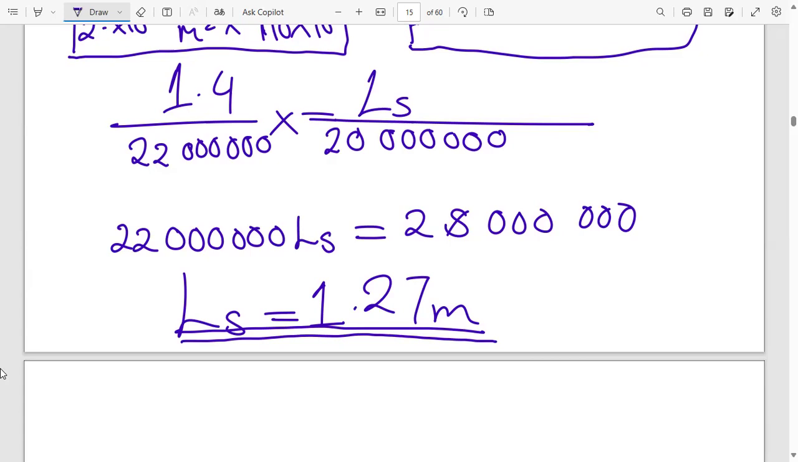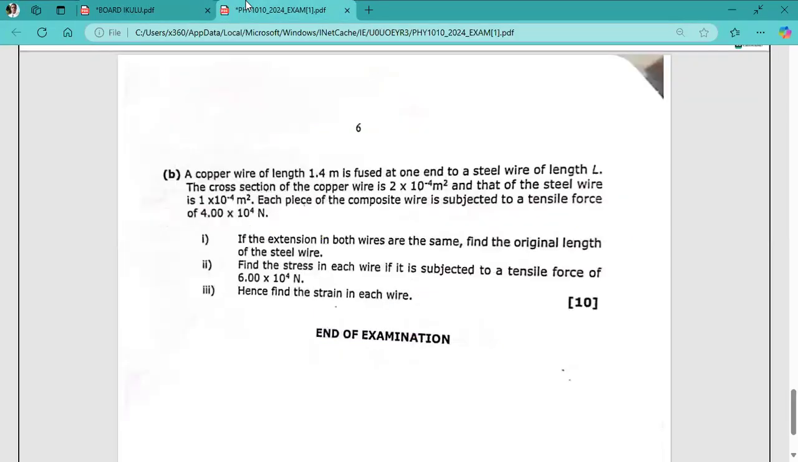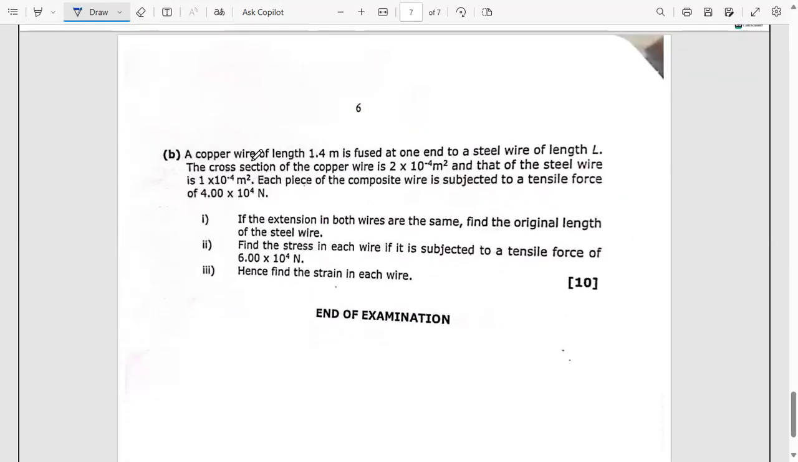Okay, so that was all on part 1. This is only for part 1. Then part 2 is saying, find the stress in each wire if it is subjected to a tensile force of 6.0 times 10 to the power 4 newtons. So find the stress in each wire. So stress is defined as force per unit area.